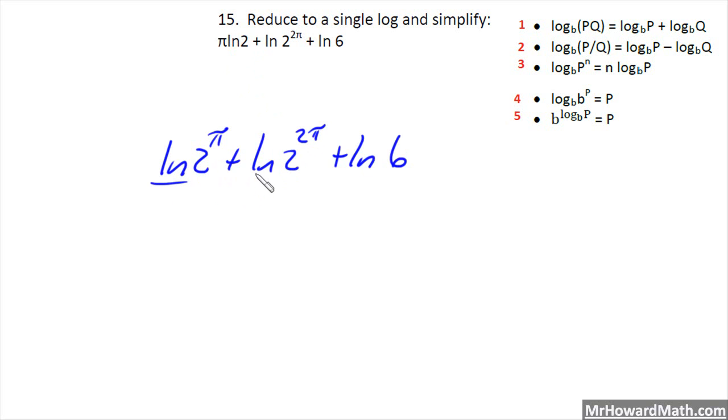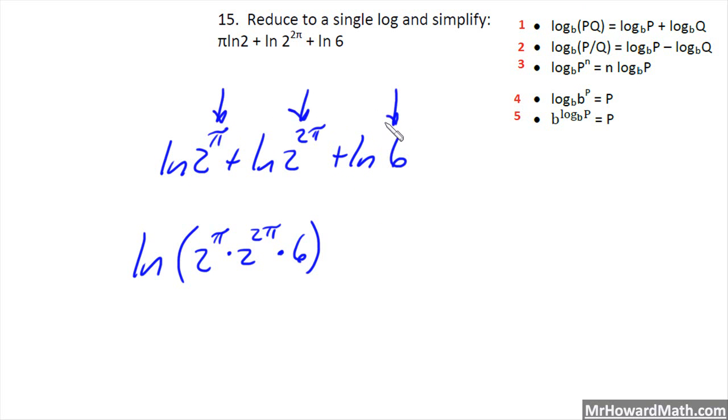So we have the like bases here, so we can apply our log theorems. We're adding these three logarithms, logarithm 1, 2, and 3. So we can combine them into a single logarithm by multiplying their arguments. So we would have 2 to the pi power times 2 to the 2 pi power times 6. So we're taking that argument, and that argument, multiplying them all together because of this theorem right here that allows us to do that.